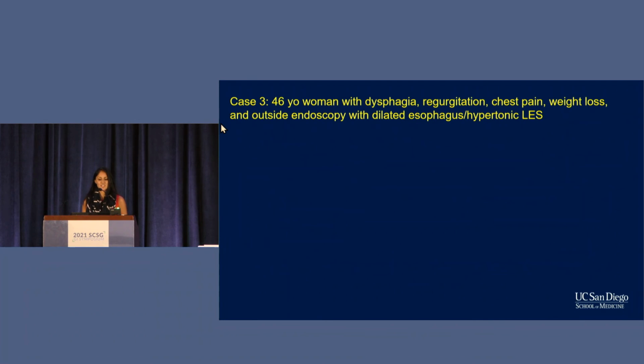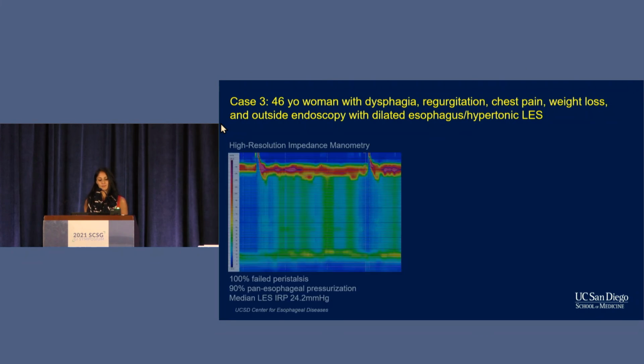Okay, and then my last case. So this is a 46-year-old woman with dysphagia, regurgitation, chest pain, weight loss. My colleague at an outside hospital did an endoscopy. There was a dilated esophagus, and he thought there was a hypertonic LES. So we were, of course, all concerned about achalasia.